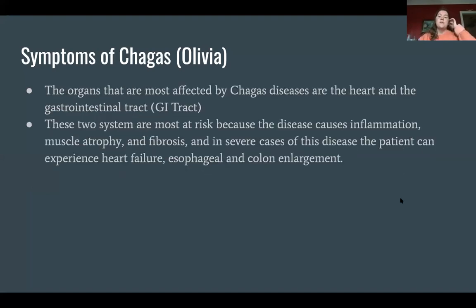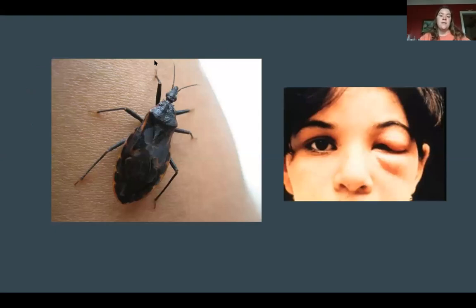And then the organs that are most affected by Chagas disease are the heart and the gastrointestinal tract because of the inflammation, muscle atrophy, and fibrosis, which can lead to heart failure and esophageal and colon enlargement. So these are at risk because, like the heart, for example, since your muscles get so tired, your heart just kind of gets worn out from being tired because it is a muscle. So that can cause the heart failure, and then the inflammation will cause your colon and esophagus to enlarge. And then here's the triatomine bug or the kissing bug, and then the eyelid swelling that we mentioned previously.